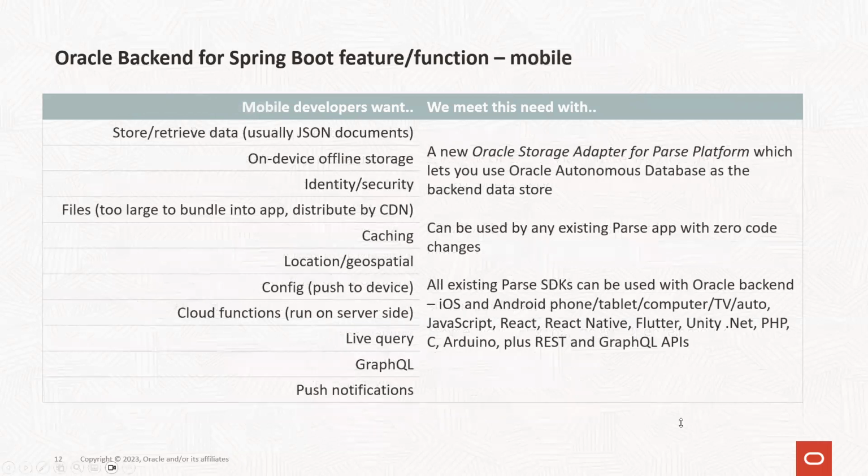For the mobile developers, it's the same thing. The mobile ones want to store and retrieve data, on-device offline storage, identity security, caching, location, and geospatial. So what we have developed is an Oracle storage adapter for the Parse platform, which lets you use the Oracle Autonomous Database as the backend data store. You can use that with any Parse app with zero code changes. All the Parse SDKs can be used with Oracle Backend: iOS, Android, phone, tablet, computer, TV, car, and all kinds of languages, .NET, PHP, Flutter, GraphQL APIs, and JavaScript.